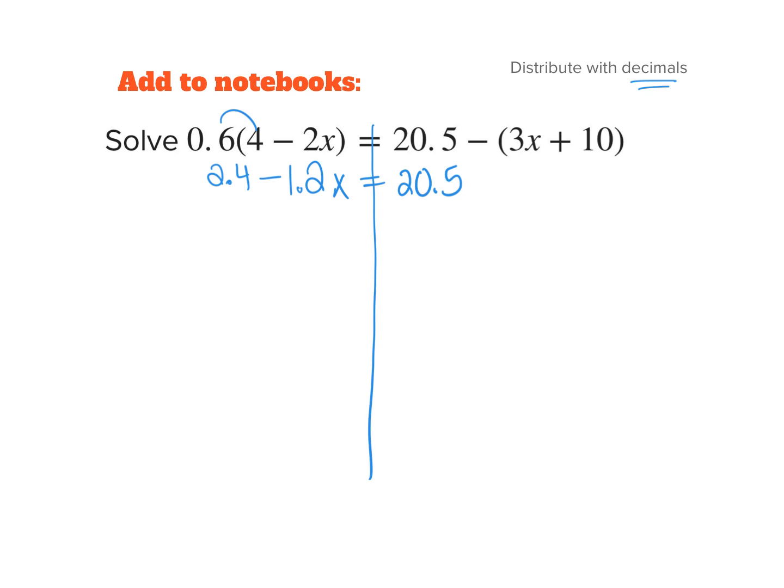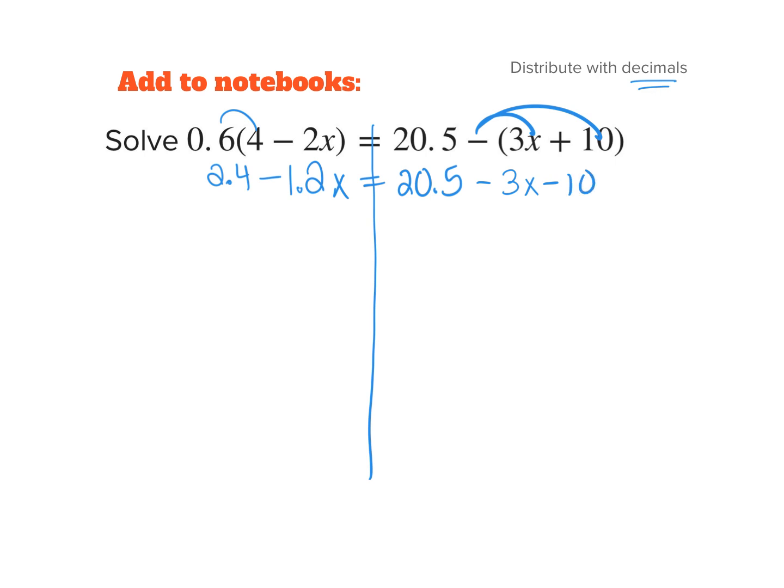Over here, watch out on the right side, I'm bringing down 20.5, but I have to subtract 3x, and I have to subtract a positive 10. So I'm doing minus 3x minus 10. That can be a spot where people make some errors, so just watch out for that.